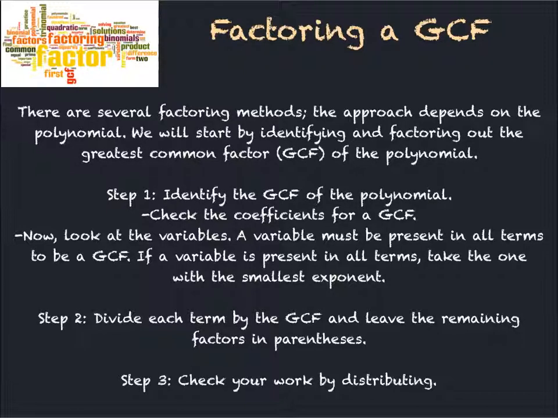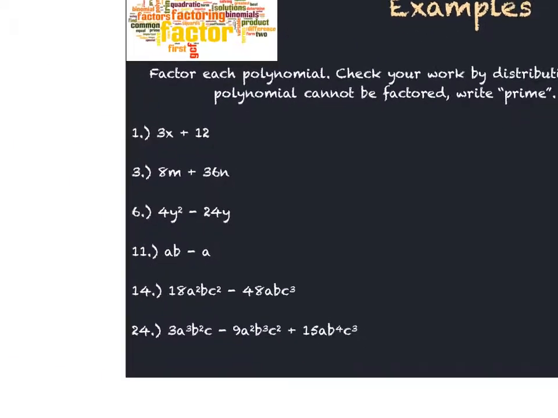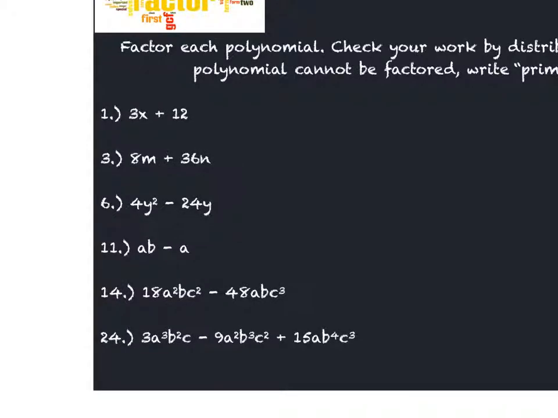Then you want to look at the variables. In order to factor out a variable, the variable must be present in all the terms. If it is present in all the terms, then you're just going to take the one with the smallest exponent. Then you're going to divide each term by the greatest common factor and leave the remaining factors in parentheses. And check your work by distributing, which we did in that last example. So we're only going to do a few of these examples. I'll do number 1 and number 24.